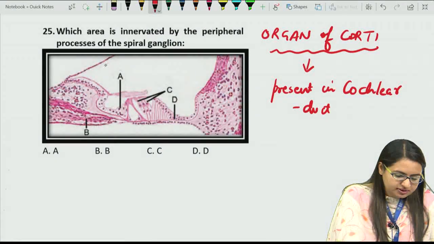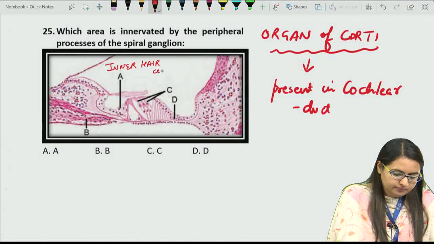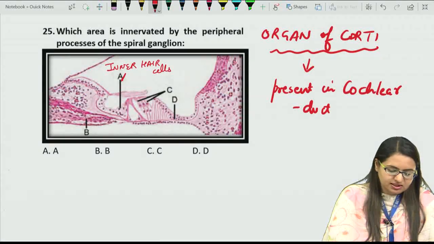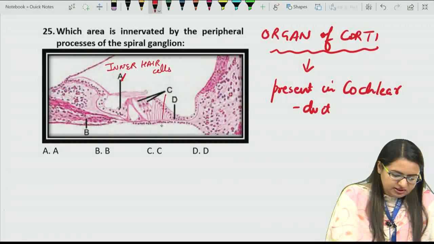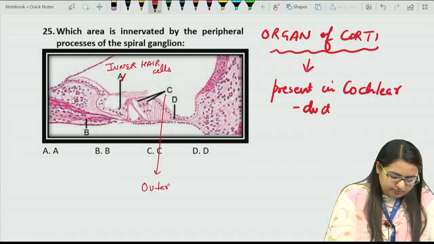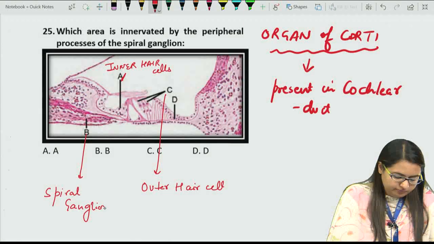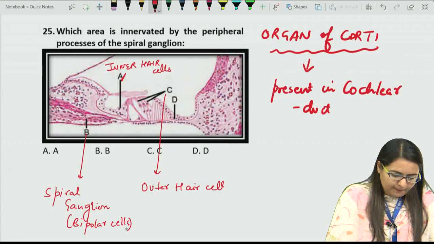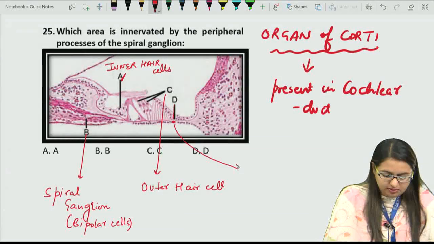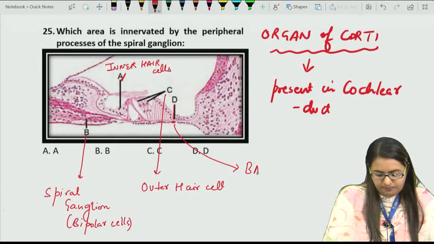The A over here is the inner hair cell. Then C is the outer hair cell. B shown over here is the spiral ganglion, which has bipolar cells, and the D structure over here is the basilar membrane.